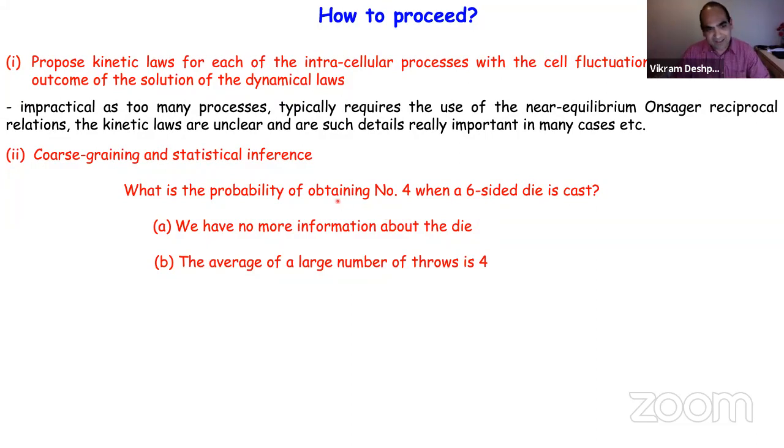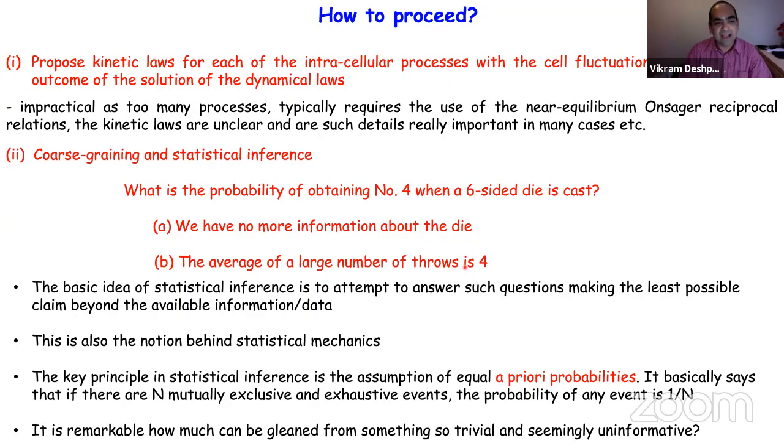The idea is the following: suppose we have a die, and we ask the question, what is the probability of getting number 4 from a 6-sided die? And I give you no further information, then you'll obviously say it's 1/6. But if I tell you, actually, I've thrown the die many, many times, and I found that the average from all those throws came out to be 4, rather than an unbiased die, which would give me 3.5, then what will be the probability of getting number 4? Now, that's a bit of a trickier question. And that's what statistical inference can help us answer. It's basically to answer such a question while making the least claim beyond the available information or data.